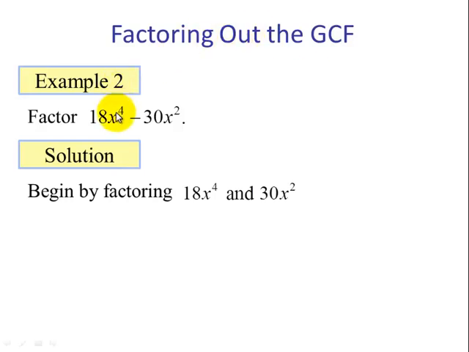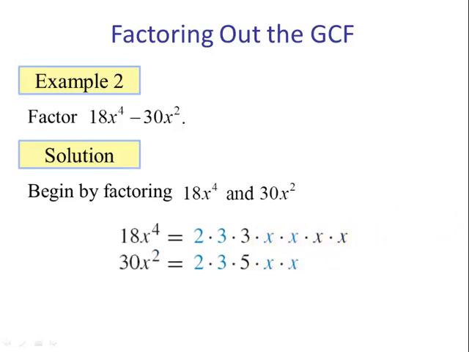We begin by looking at both terms, and we want to factor each of these terms to see what is the greatest common factor. So 18x to the fourth factors to 2 times 3 times 3 times x times x times x times x. So if you did a factor tree on 18, you would get these three factors. X to the fourth means a base of x times itself 4 times. 30x squared factors to 2 times 3 times 5, and x squared is x times x. So what's in blue are factors in both terms. This will be our greatest common factor, 6x squared.